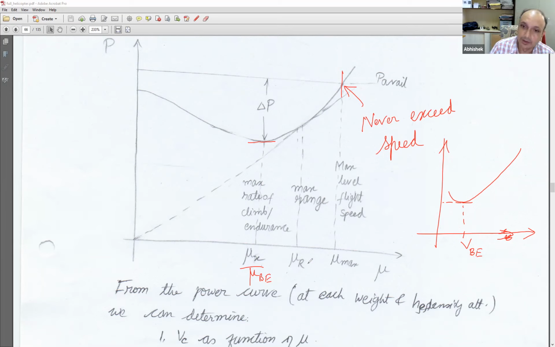Why? Because, well, when my power is minimum, I can ensure that I can keep flying for the longest. But that doesn't ensure that I'll be able to achieve the highest range. So if you look at that, power to velocity ratio is also the same as the lift to drag ratio. How?